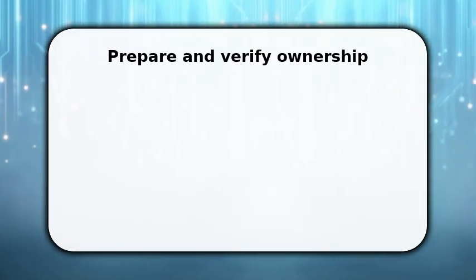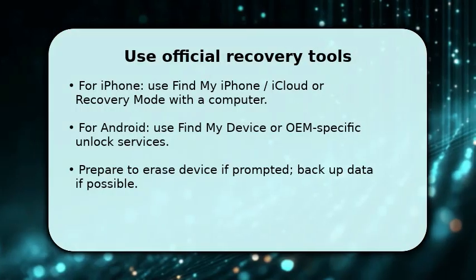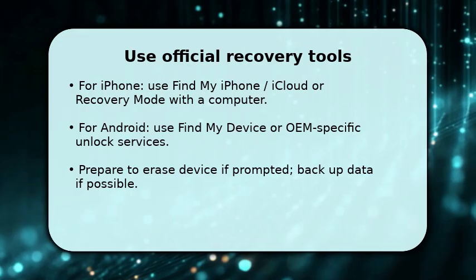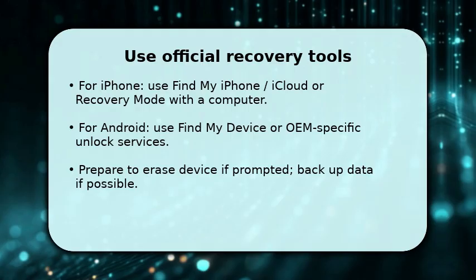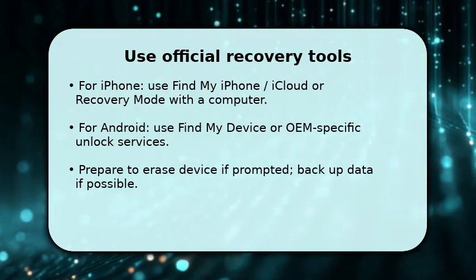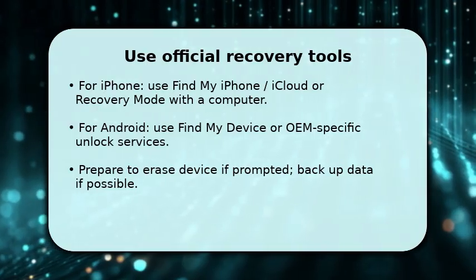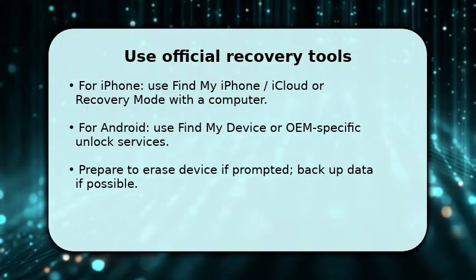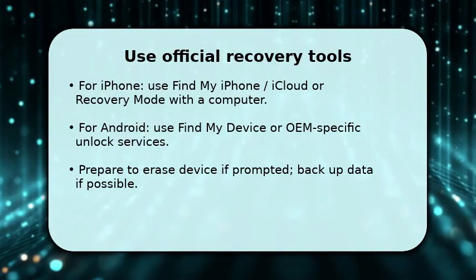You now run the platform's recovery flow because it's secure and designed for this. If you're on iPhone, use iCloud Find My or put the device into recovery mode and use Finder/iTunes to restore. This removes the lock but lets you reinstall. On Android, use Google's Find My Device or the manufacturer's Unlock portal. Some require device erase. If you can, back up first.